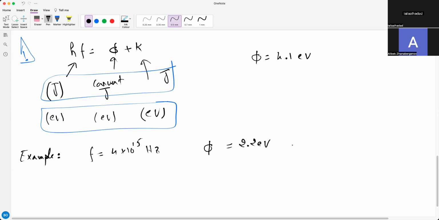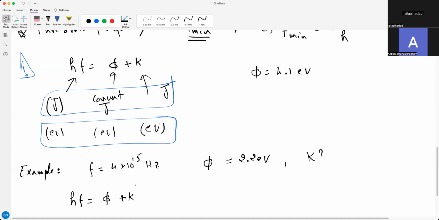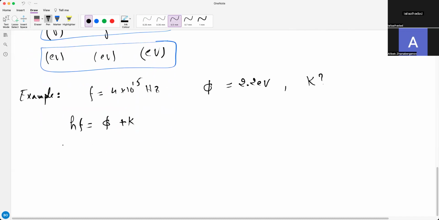Now, I am asking you to calculate the kinetic energy of the electrons, right? To calculate the kinetic energy of the electrons, I know that hf is equal to the work function plus the kinetic energy, right? I need the kinetic energy, which means it's hf minus the work function, right? Are you following?